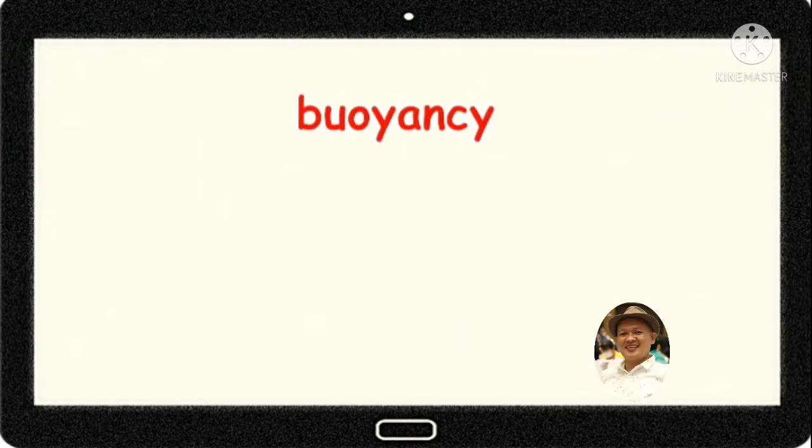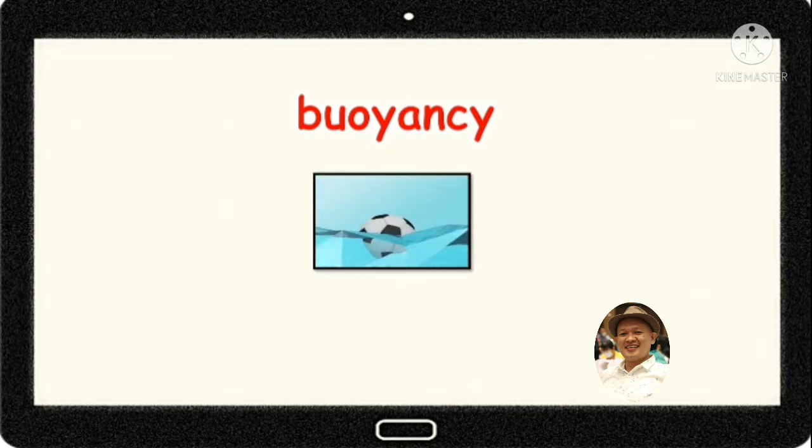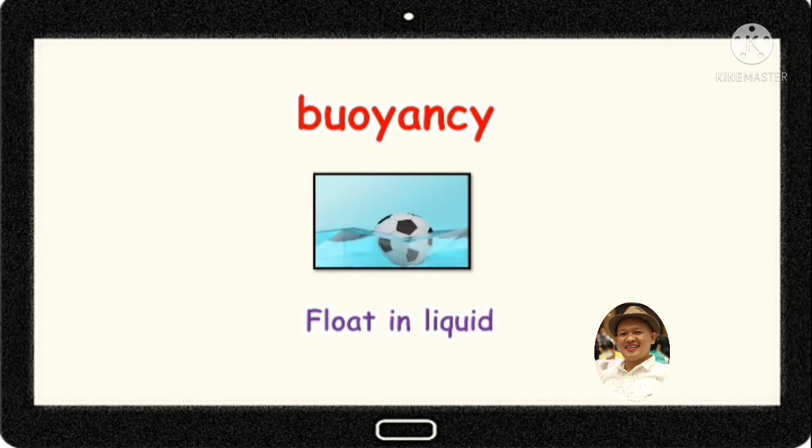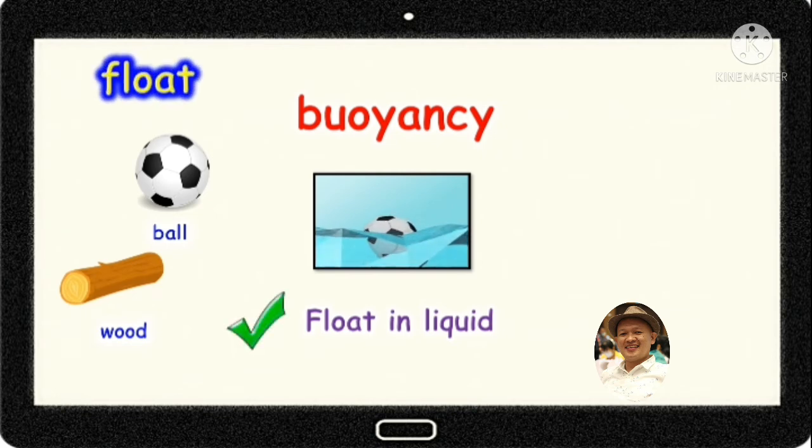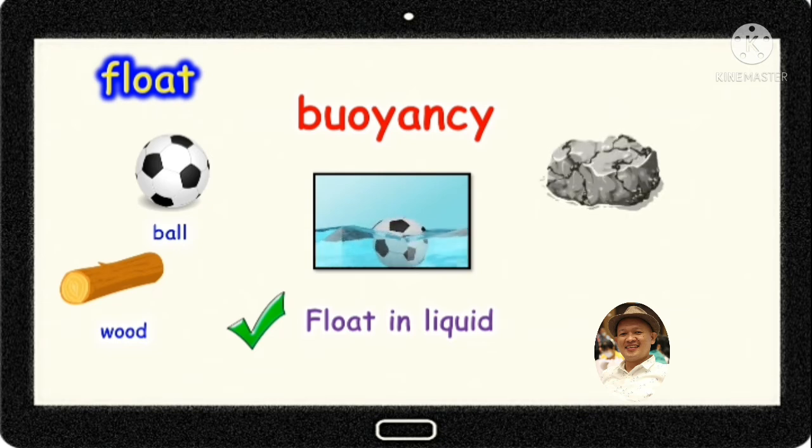Next is buoyancy. Buoyancy is the ability of the material to float in liquid. For example, ball, wood. Ball and wood are materials that can float on liquid.